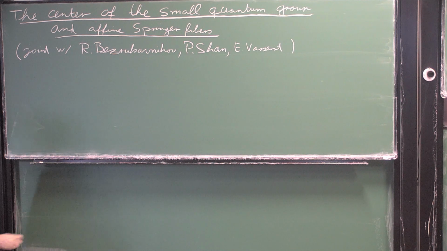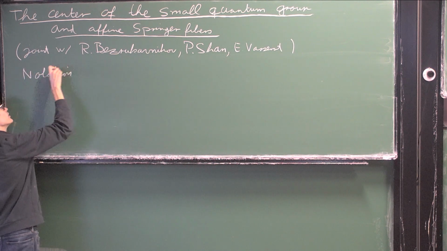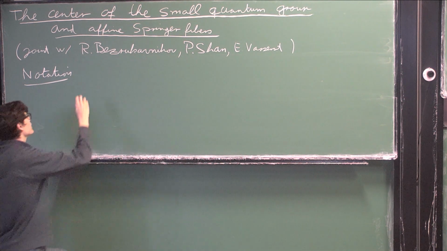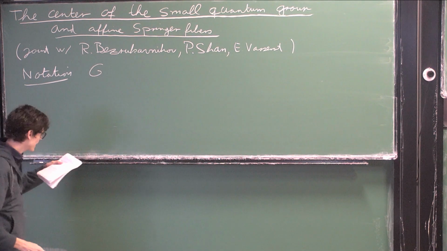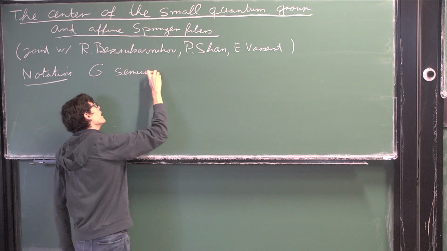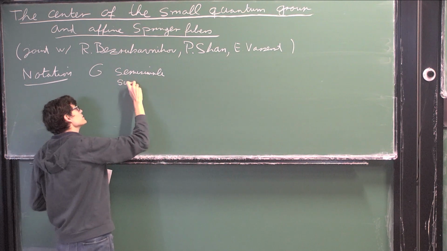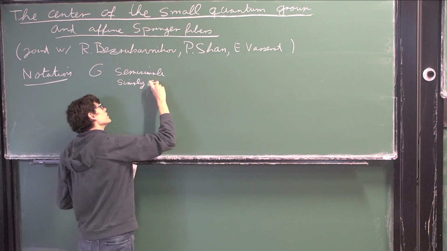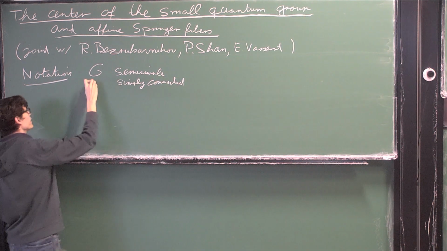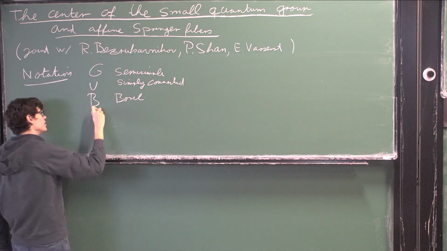So let me start first with some notation that, even though it has been already introduced several times, I want to specify some things. So G is going to be, for me, semi-simple, and for convenience of combinatorics, it's going to be simply connected. And then again, I'm going to fix a Borel and a maximal torus.